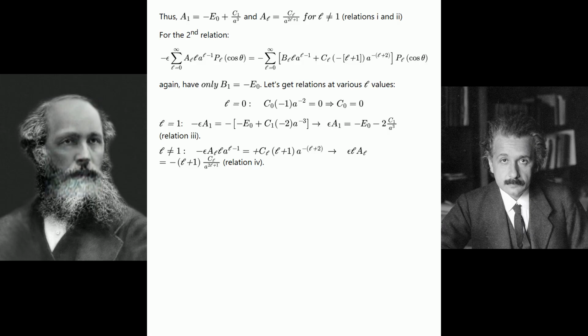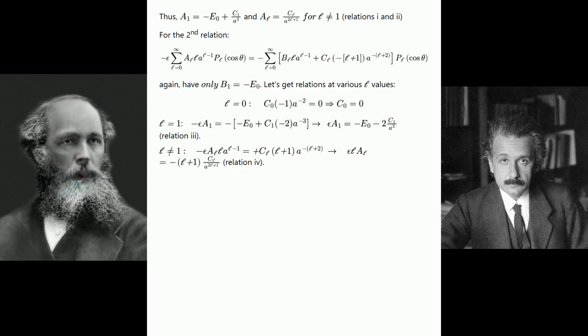For the second relation, see the equation shown. Again, the only nonzero b is b_1 equals negative E_0. Let's get relations at various l values. See the equation shown. For l equals 1, negative epsilon a_1 equals negative [negative E_0 plus c_1 times negative 2 a to the negative 3 power], so epsilon a_1 equals negative E_0 minus 2 c_1 over a cubed, relation 3.